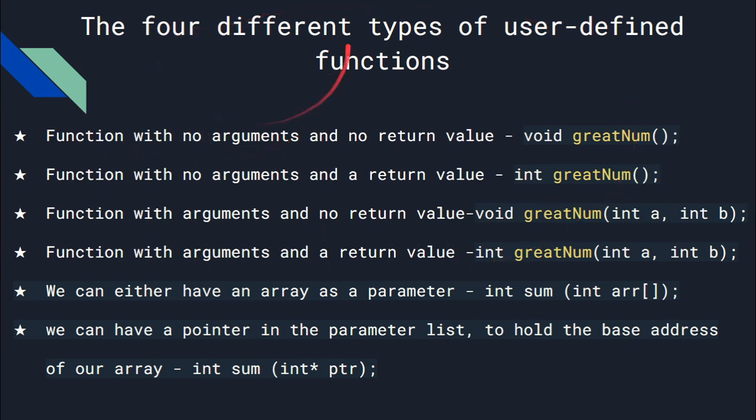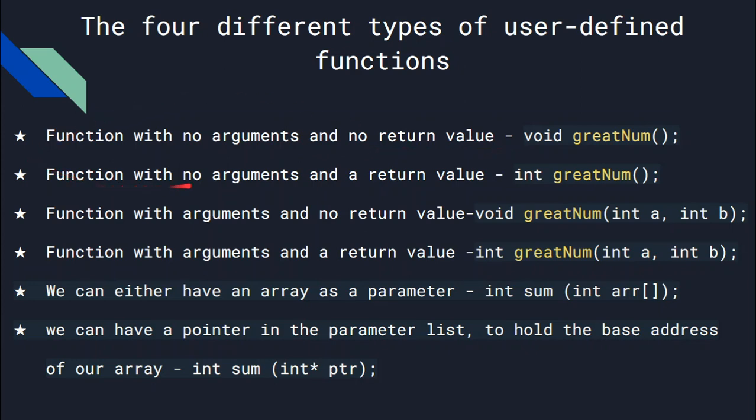On that basis there are four different types of user defined functions. What are they? First, function with no arguments and no return value. That means within the function bracket there are no variables, that is no arguments, and also there is no return value, that means void. So void great num empty. This is similar to a void main program starting. This is one format or example, where great num is the name of the function. There is no parameter, and also the return type is void. This is one type, no arguments, no return value.